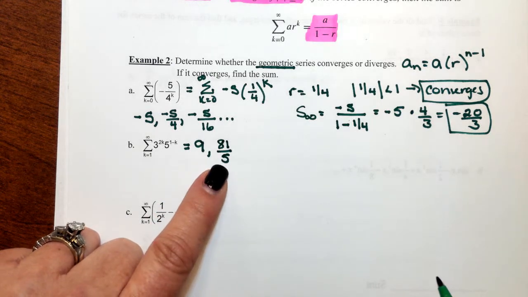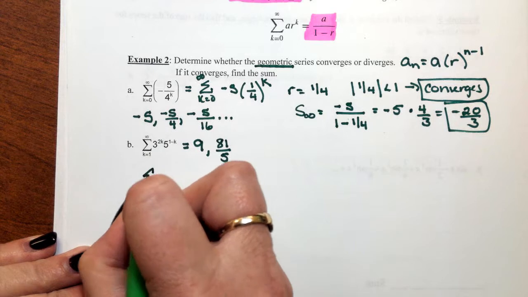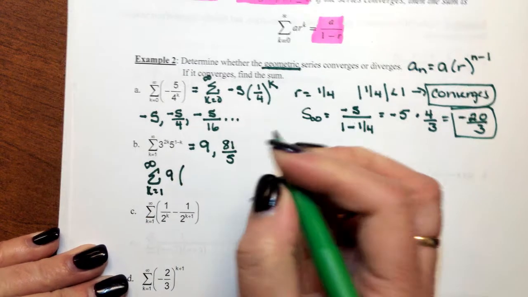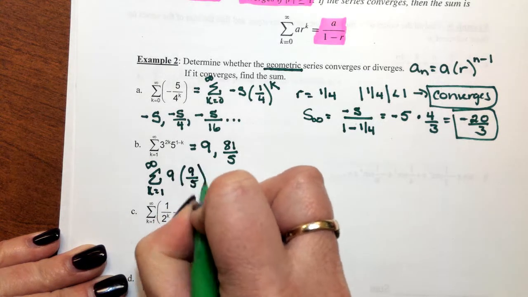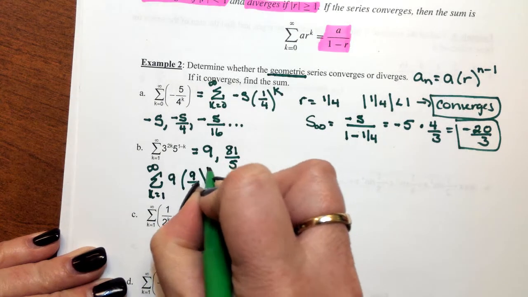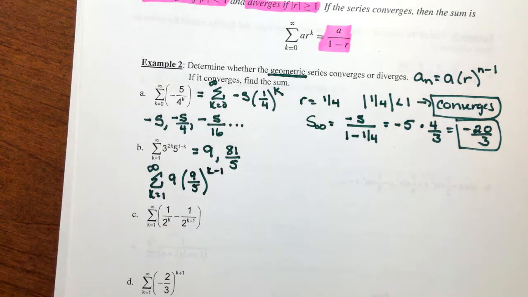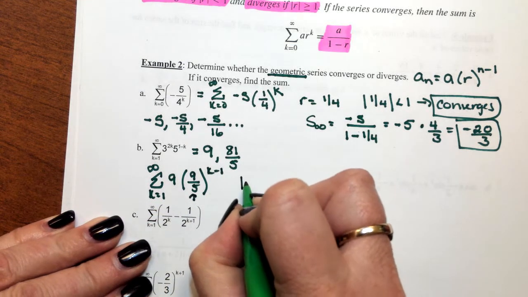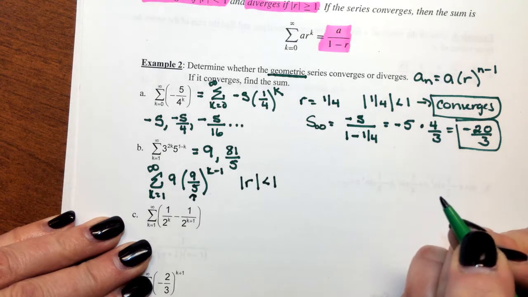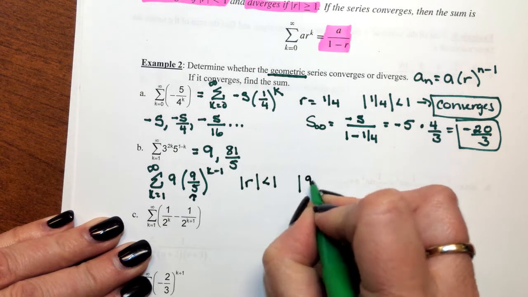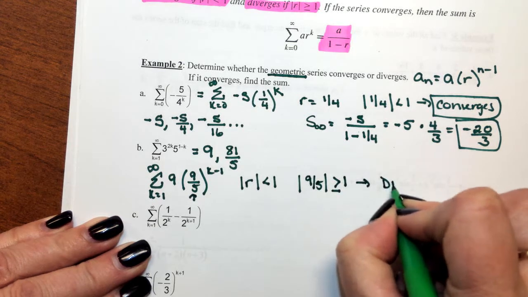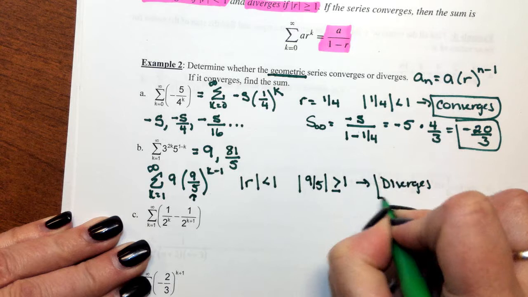Because they're telling me it's geometric, if you notice what you're doing to 9 to get you to 81, and it's divided by 5, I know that I could actually write this in my sigma notation as k is equal to 1 to infinity of 9 times 9 over 5, raised to the k minus 1 power, because we need that to be 0 to get that first term to be 9. So right here is my common ratio. The absolute value of my common ratio has to be less than 1 to converge. If I take the absolute value of 9/5, 9/5 is greater than or equal to 1, therefore this is going to diverge. So it has no sum.